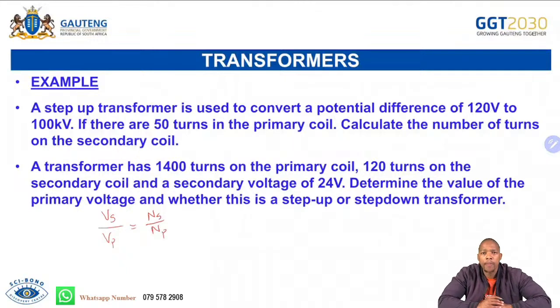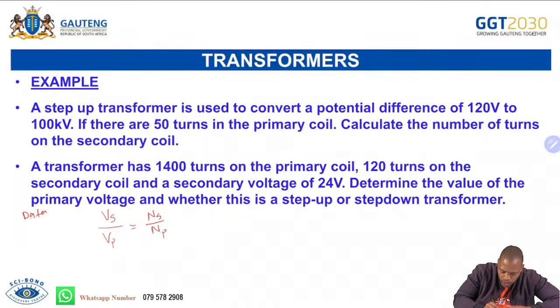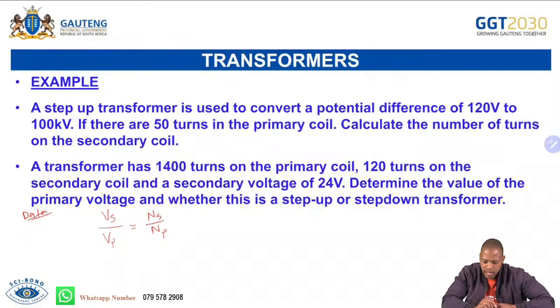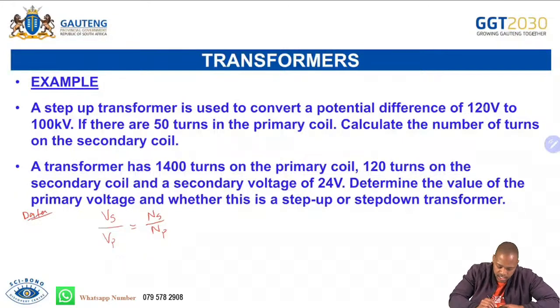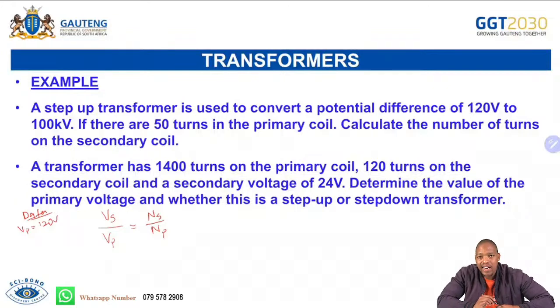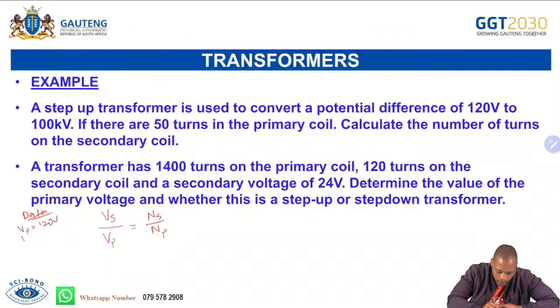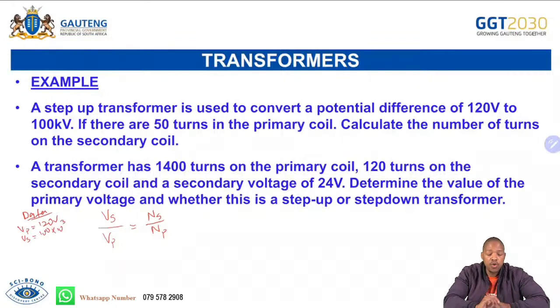So what you want to do here is collect your data. That's the best way you can identify which one is missing. Before you can use the formula, it is very important with transformers to actually collect the data. So let's collect the data and say what is given. I can see they are saying it's used to convert a potential difference of 120, so that's the input voltage. So I have Vp equals 120 volts, and 100 kilovolts. So that means I also have Vs equals 100 times 10 to the power 3, because kilo means times 10 to the power 3, or times 1,000.